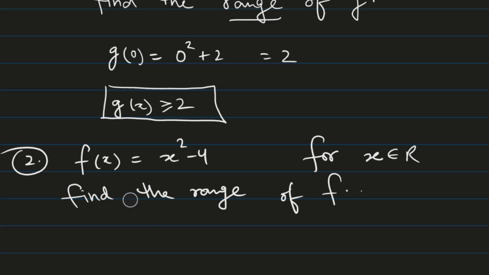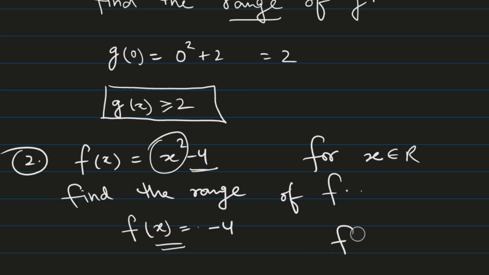Understood? Now we have to find the range. Again, if it is x squared, that means whether you square a negative number or a positive number, it will be positive only. So here we have the minus 4, that means all the range will be greater than or equal to negative 4, right? So here what will we write? f of x will be greater than or equal to negative 4. Yes, that is your range now.